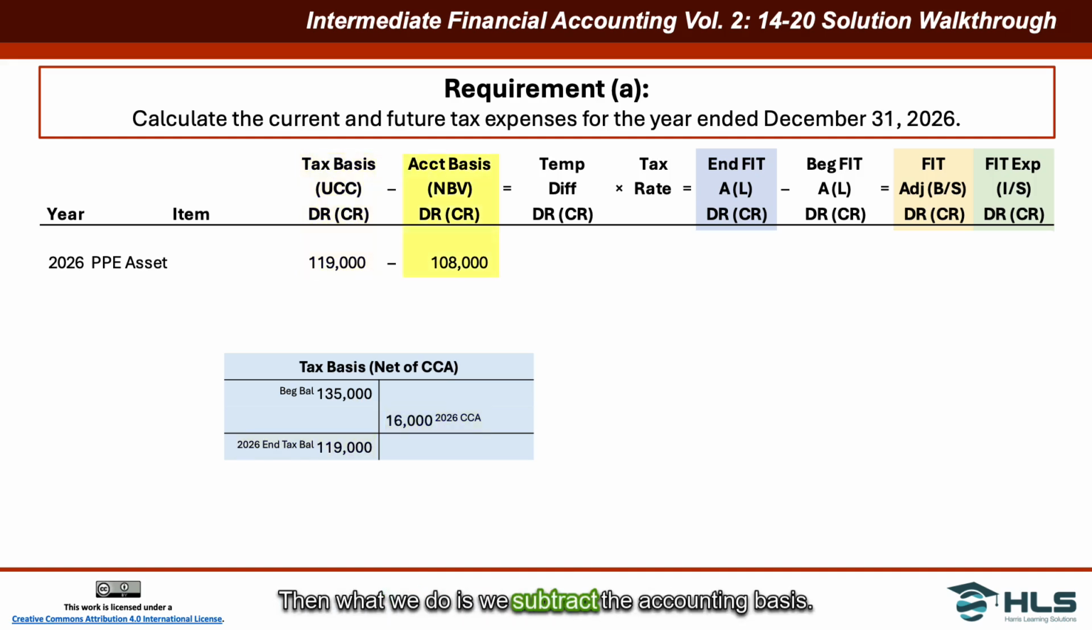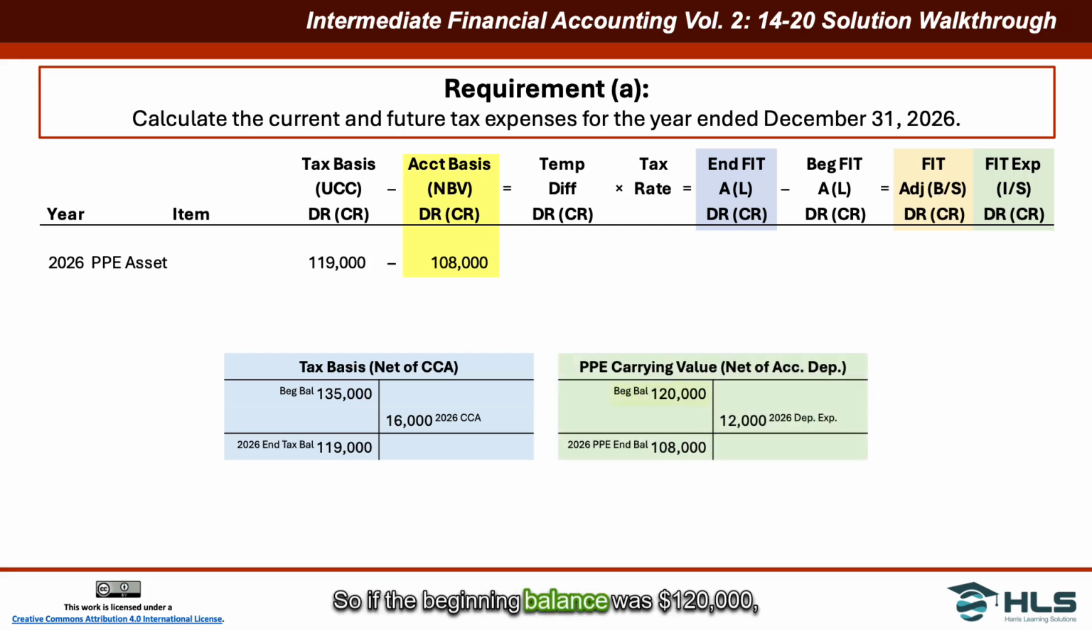Then what we do is we subtract the accounting basis. The accounting basis is simply the carrying value on the company's balance sheet. So if the beginning balance was $120,000, the company then deducted $12,000 in depreciation expense for the year. That results in an ending property, plant, and equipment carrying value on the balance sheet of $108,000.